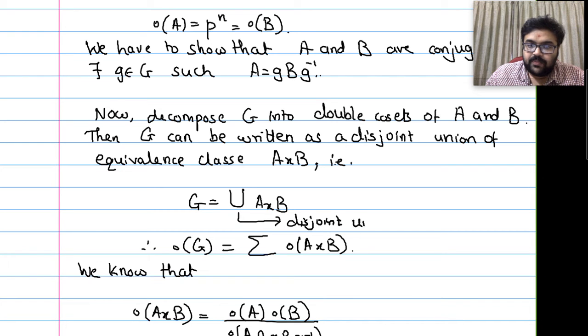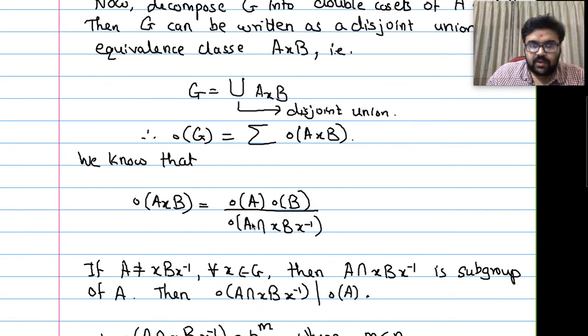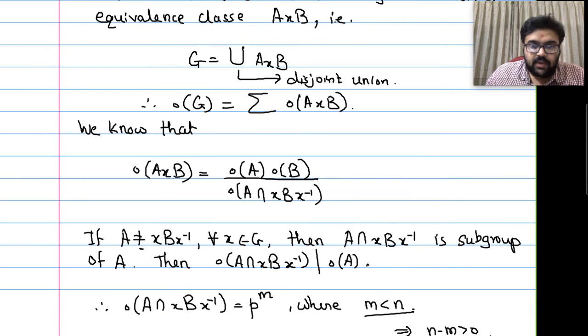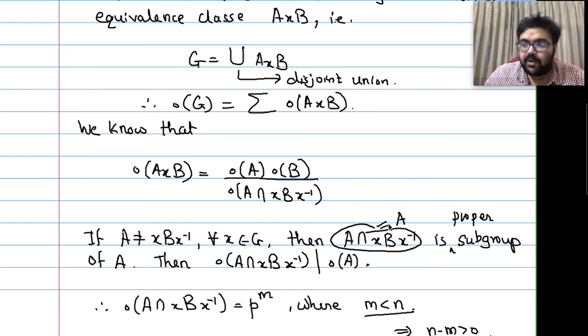what are the elements? The number of elements in G, that is the sum of orders of axb. But we know what the order of axb is: order of a times order of b divided by this. So if they are not equal, then this is a subgroup. In fact, it will be a proper subgroup. It cannot be A. Why can it not be A? Because if this is equal to A, the number of elements here is p power n, which is same as A. And the number of elements here is p power n, here also p power n. So the intersection also has p power n elements. That means these two are the same. But these two are not the same for all x. Therefore, it is a proper subgroup.